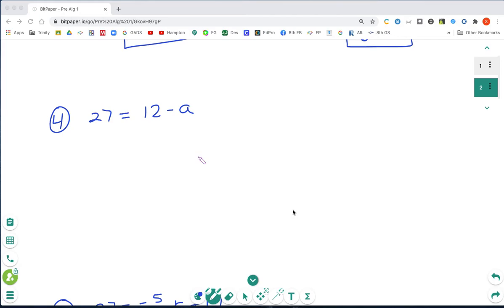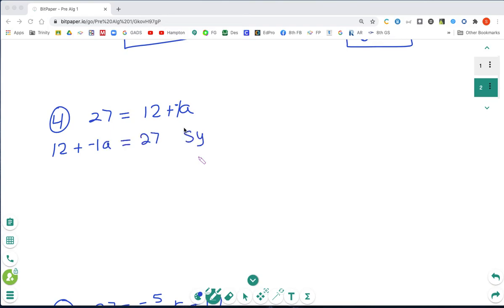All right, the first thing that I'm going to do is keep the 12, change the subtraction to an addition, and change the A to a negative 1A. So plus negative 1A. Now I start my questions. Is the variable on the left? It's not. So I'm going to use symmetrical property. 12 plus negative 1A is equal to 27.